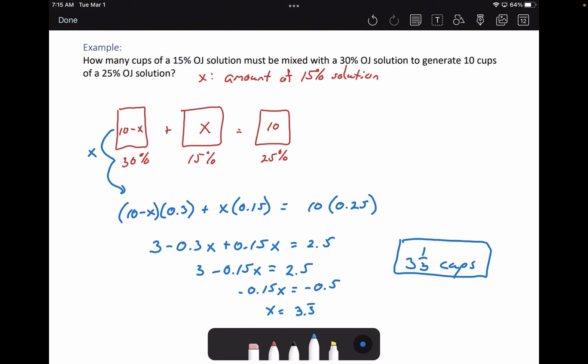So we need to add 3 1/3 cups of the 15% solution to the original 30% solution to obtain 10 cups of a 25% solution.